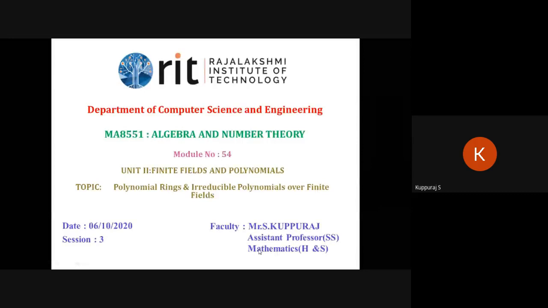In the last class, we discussed polynomial rings and the applications of polynomial rings. So, in continuation, today we are going to see the remaining problems under polynomial rings, and I am going to introduce irreducible polynomials over finite fields.